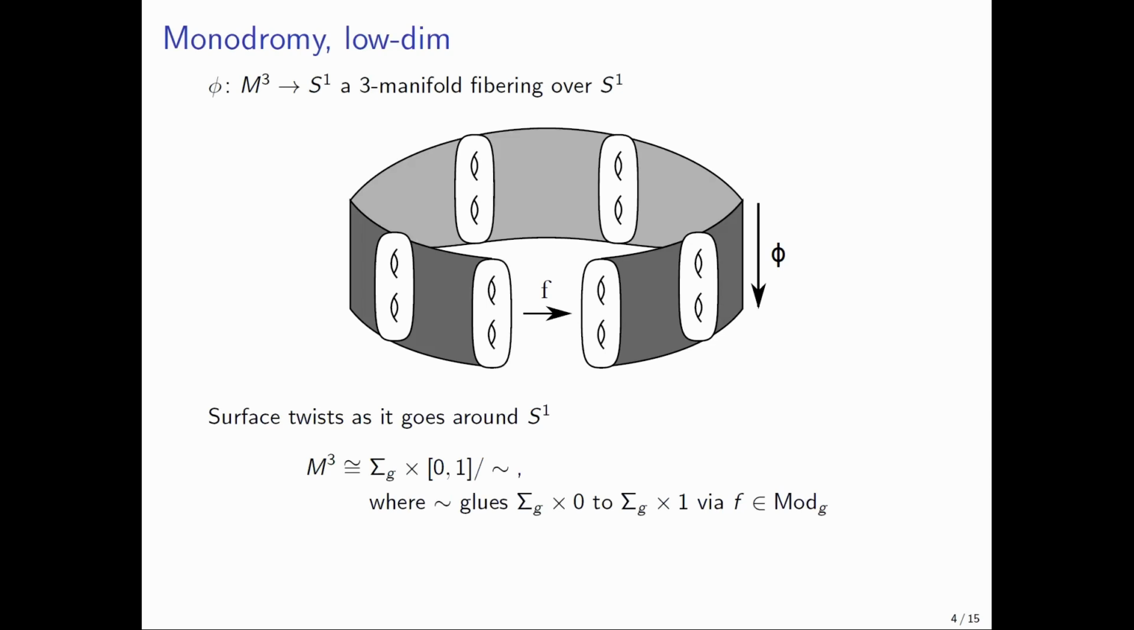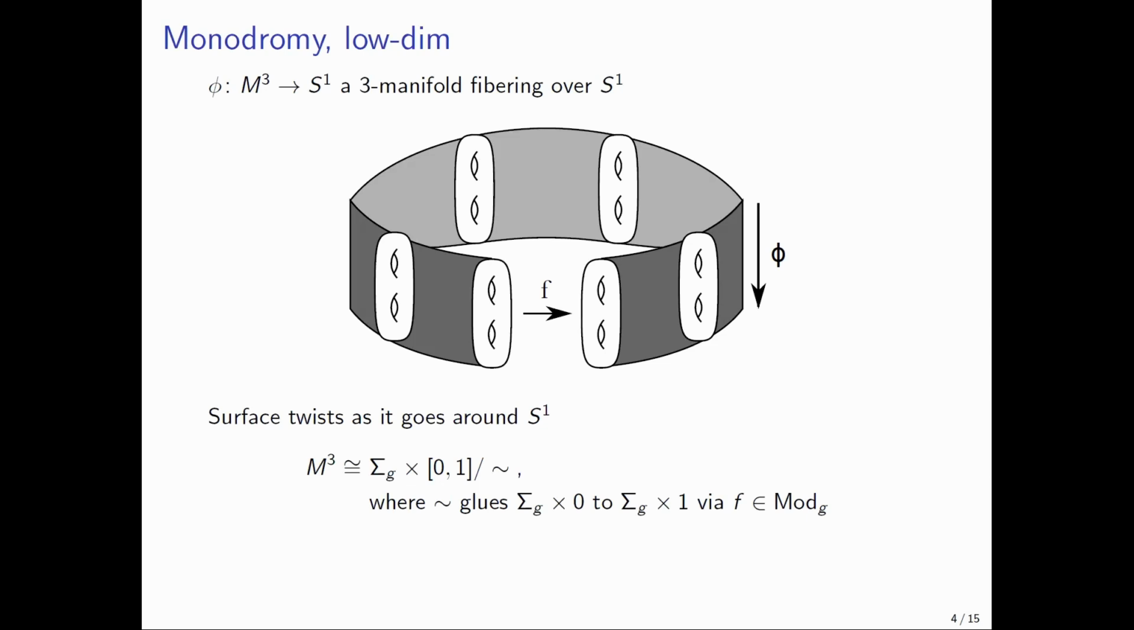And so as it twists as it goes around S1, what's really happening? You start here at some base point, some base fiber. You look up, as you wander around the surface is moving around, things are happening. You come back and you're where you started. The surface has changed, right? The surface is not where it was. And the difference between where you started and where you ended is given by some map F of the surface to itself.